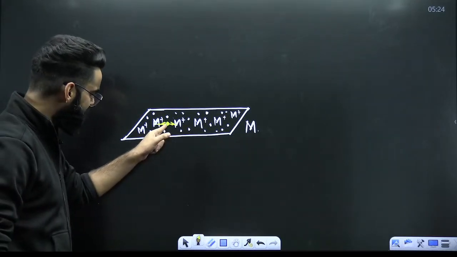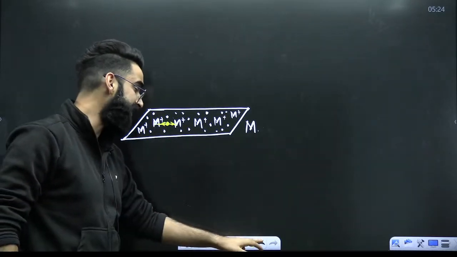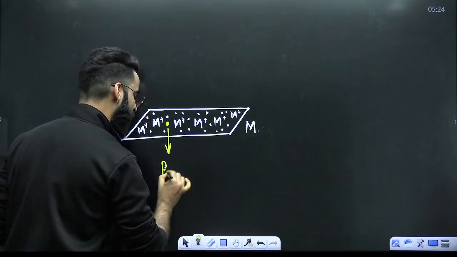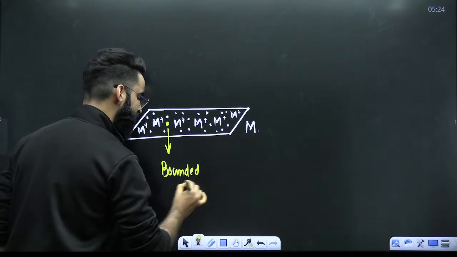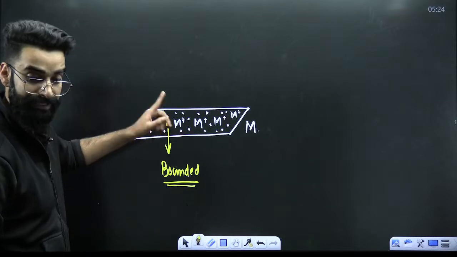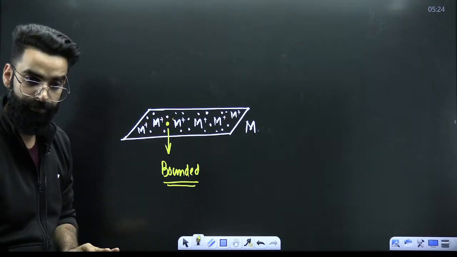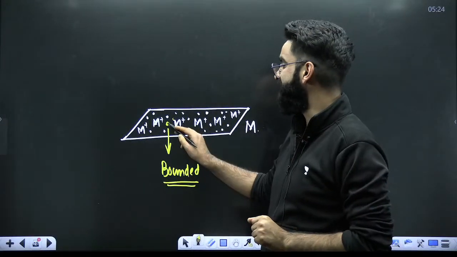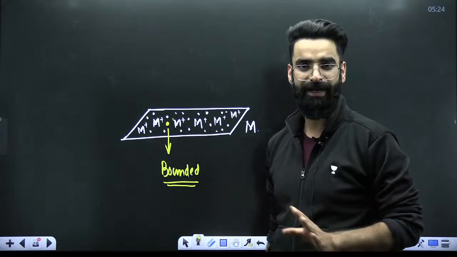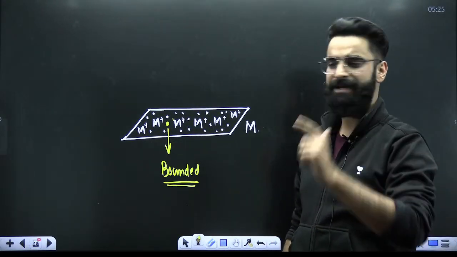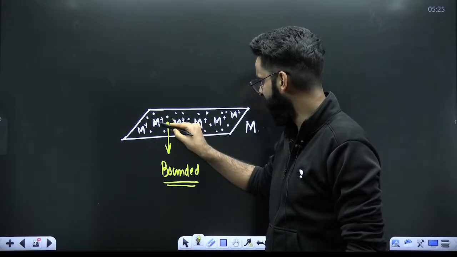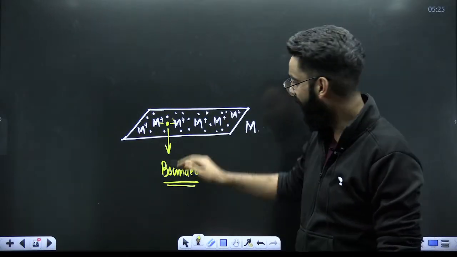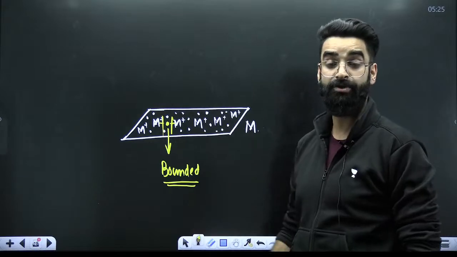So tell me one thing, whether this particular electron is present in free state or bound state. This electron is bounded, basically, on the surface of the metal, since it is being attracted by all these M positive ions. Now, if I want this electron to be taken out, what should I do? I have to break this force of attraction between the electron and M positives.